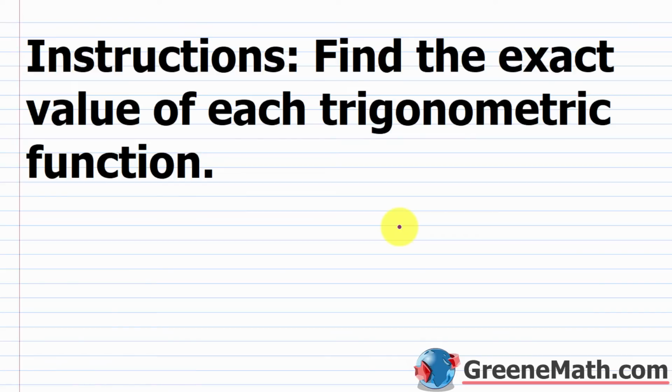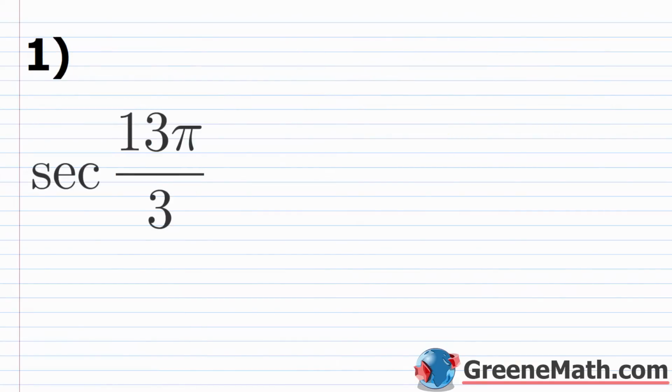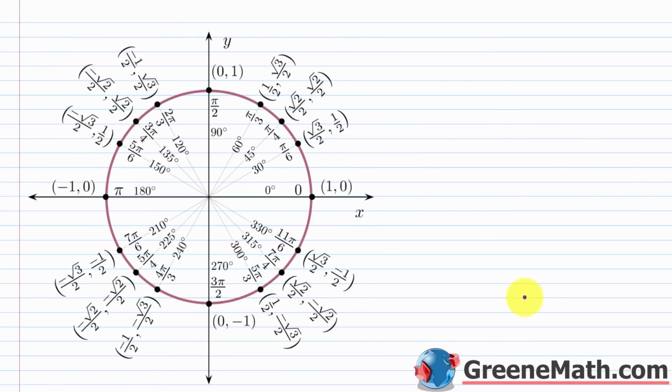All right, let's take a look at our practice test. For the instructions, we're asked to find the exact value of each trigonometric function. So looking at the first problem, we have the secant of 13 pi over 3. So this is something where we're going to go to our unit circle.